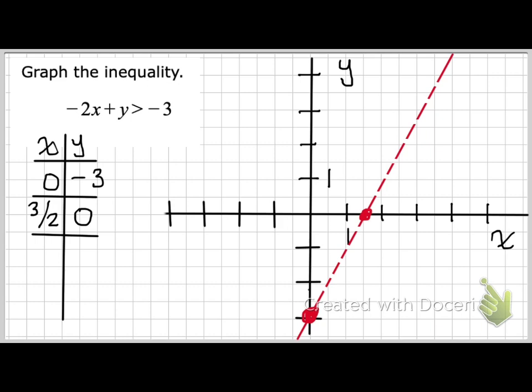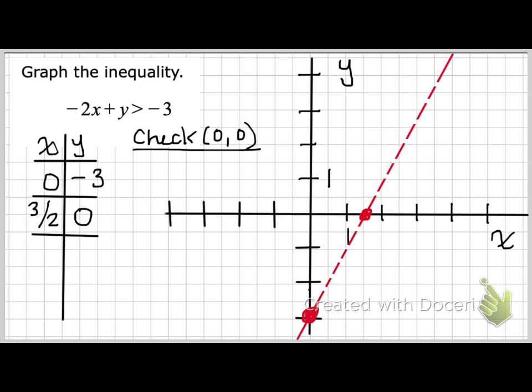The next thing I want to look at is, where are my solutions? I'm going to have a range of solutions that goes along with this inequality. And one way to do it is to think about the point 0, 0. Is the point 0, 0 part of this solution? So I'm going to check point 0, 0.